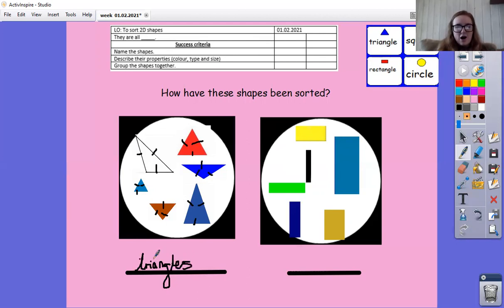All the shapes over here are triangles. Fantastic. Let's look at these shapes. If all of those shapes are triangles, what are all these shapes? Well, let's have a look at them. And do we recognise any shapes? Well, this shape here looks like a rectangle.